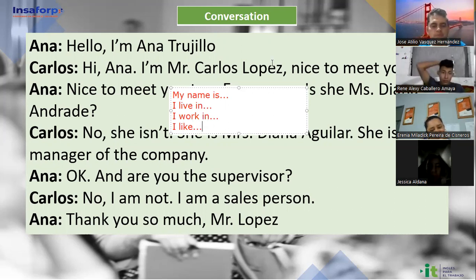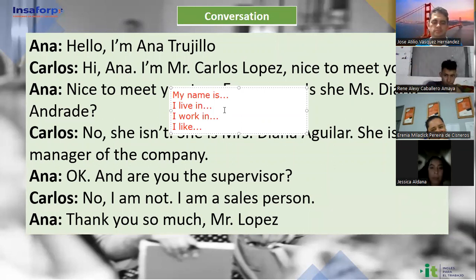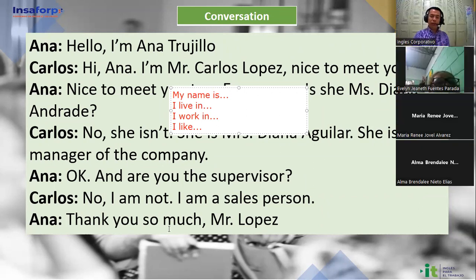I like, right? I will give you my example. I say, for example, my name is Javier Gomez. I live in Mexicanos, the Yucca City, Mexicanos. I work in Ingles Corporativo, and I like Barcelona, I like Alianza, Albos, I like pupusas, I like pizza. And I like go to the beach, right? Okay, Evelyn, please.